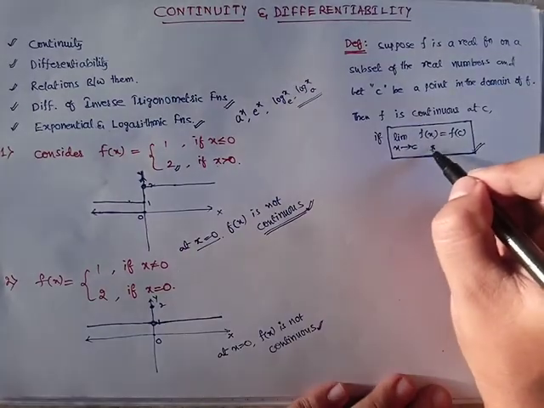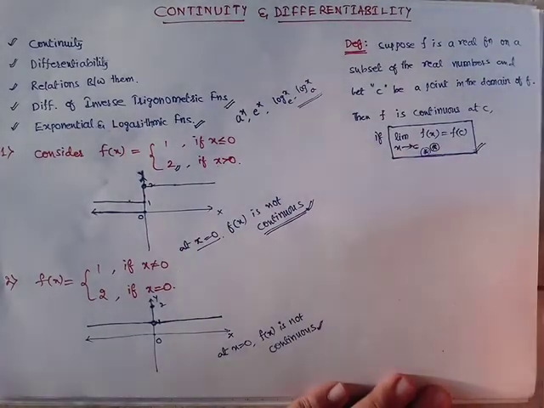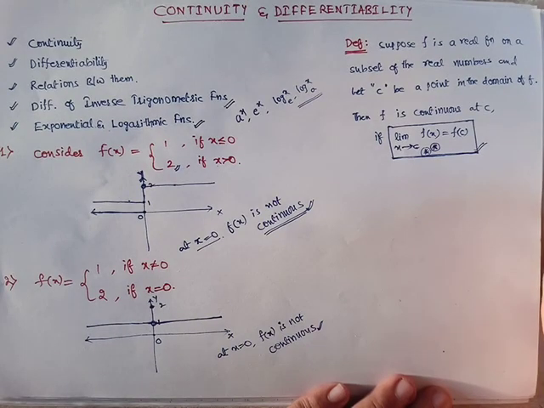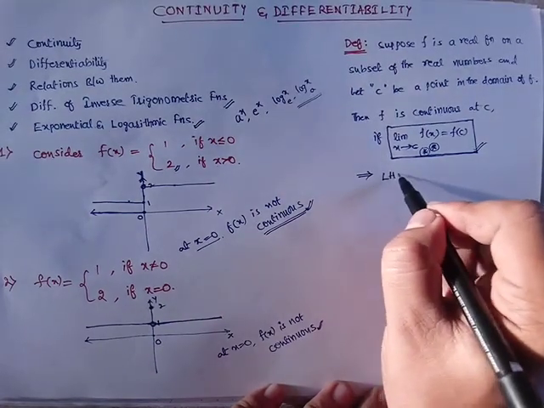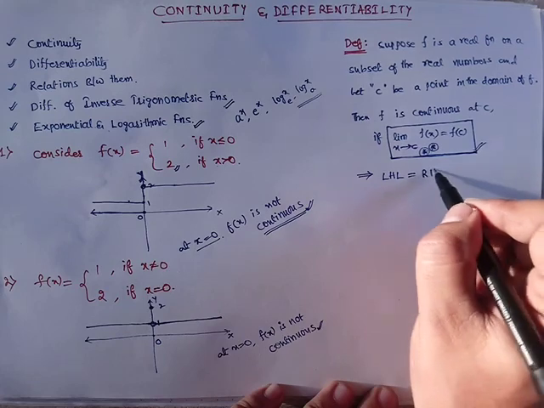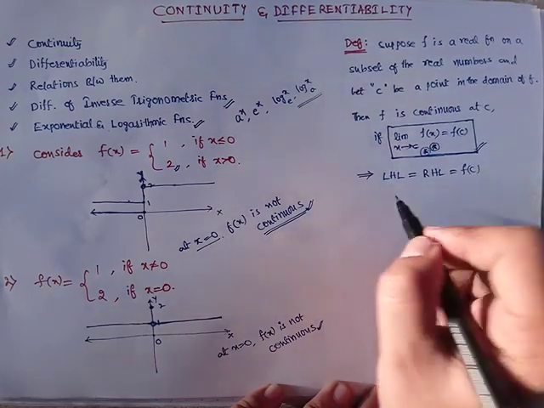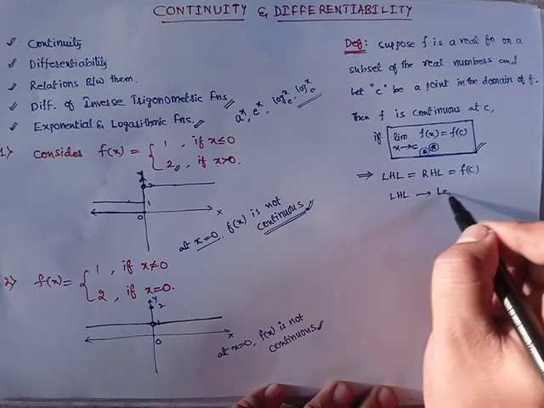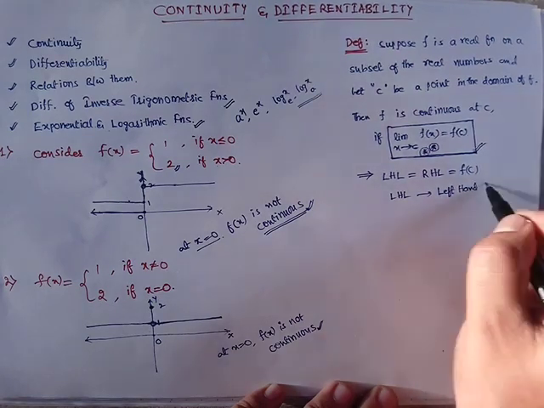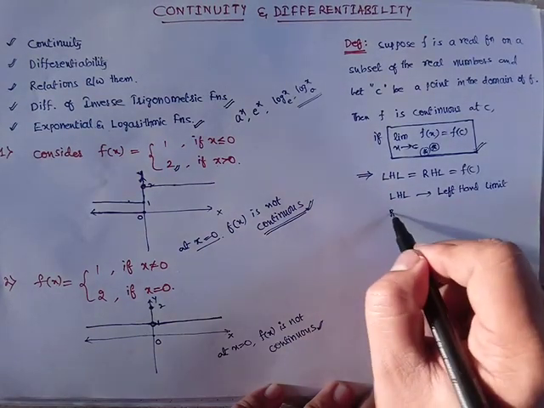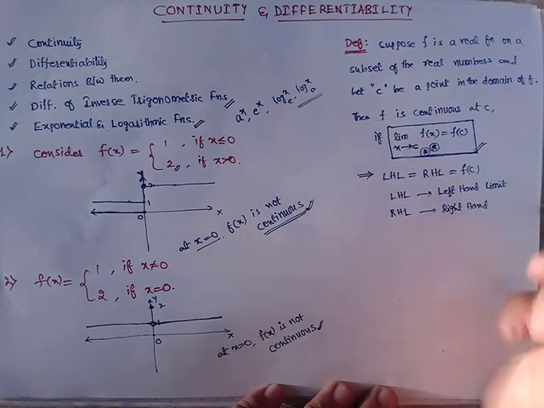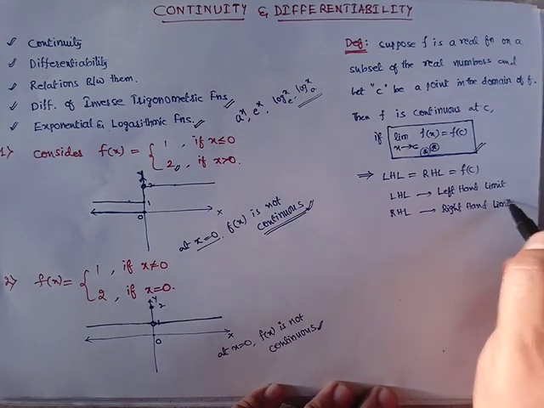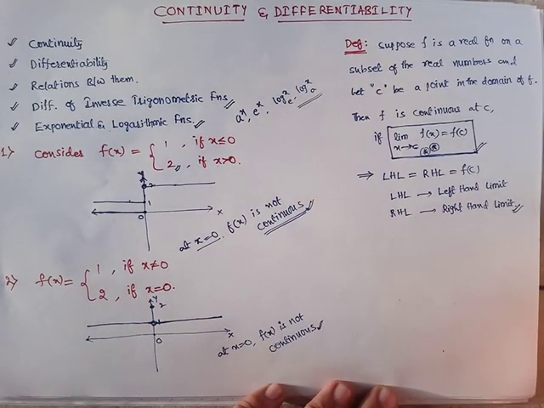So this is taken from the limits definition. The limit as x tends to C of f of x is equal to f of C. Its meaning is that LHL is equal to RHL is equal to f of C. So what is meant by LHL? LHL is nothing but the left-hand limit, and RHL is nothing but the right-hand limit. These are the two things, LHL and RHL, and both are equal to f of C.